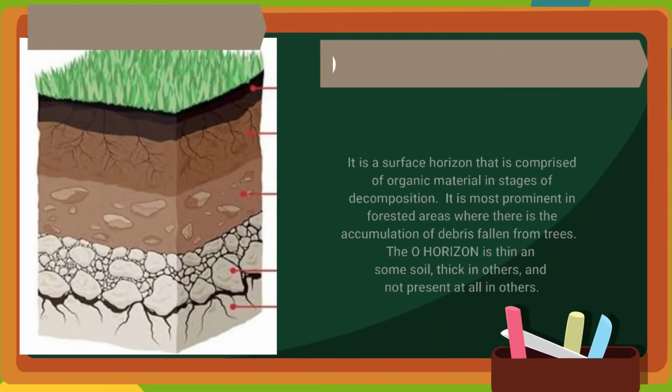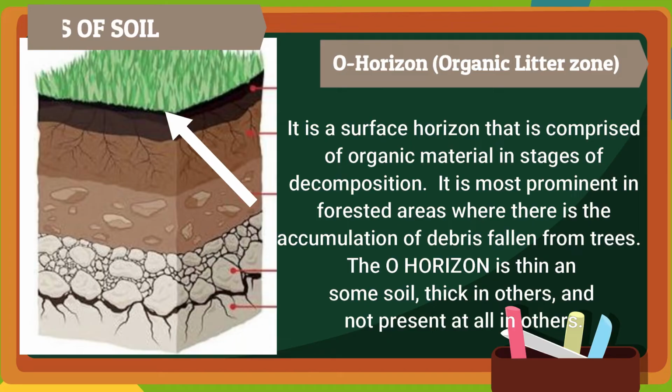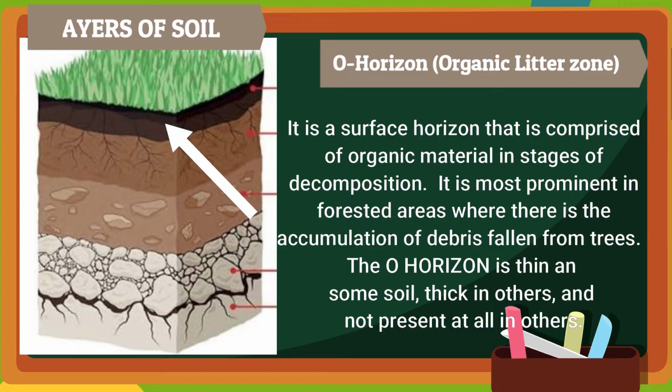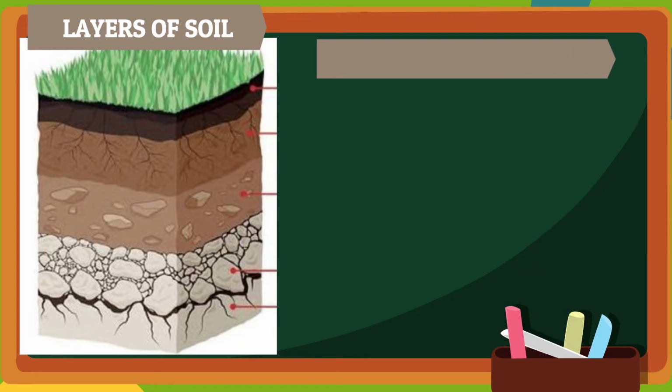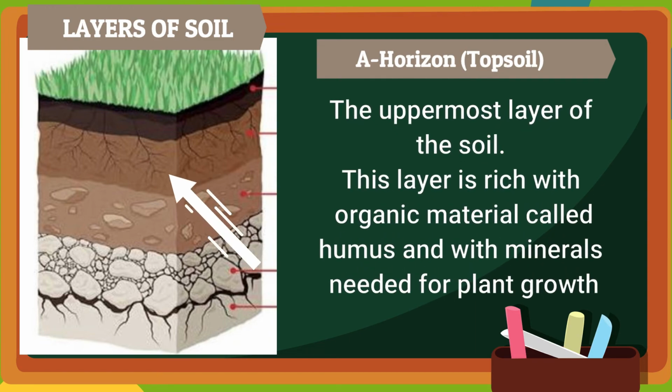O horizon, or the organic layer zone. It is a surface horizon that is comprised of organic material in stages of decomposition. It is most prominent in forested areas where there is an accumulation of debris fallen from trees. The O horizon is thin in some soil, thick in others, and not present at all in other soil. Then, next is A horizon, or the topsoil, the uppermost layer of the soil. This layer is rich with organic materials called humus and with minerals needed for plant growth.